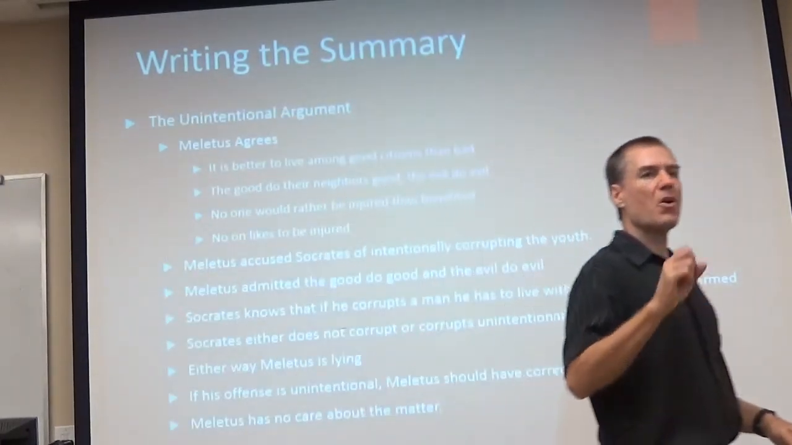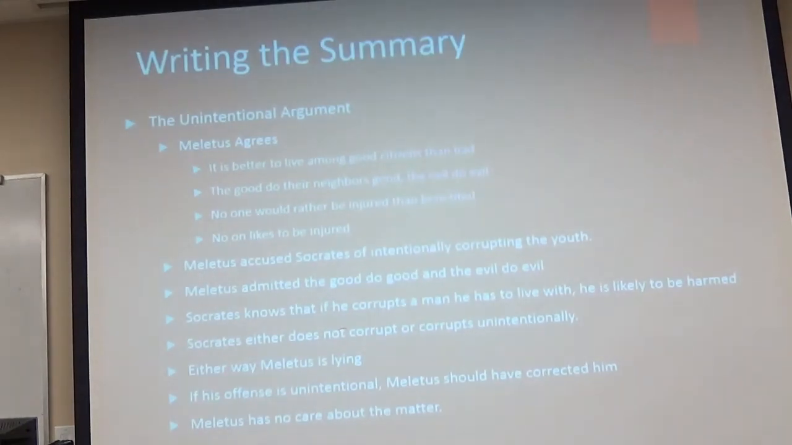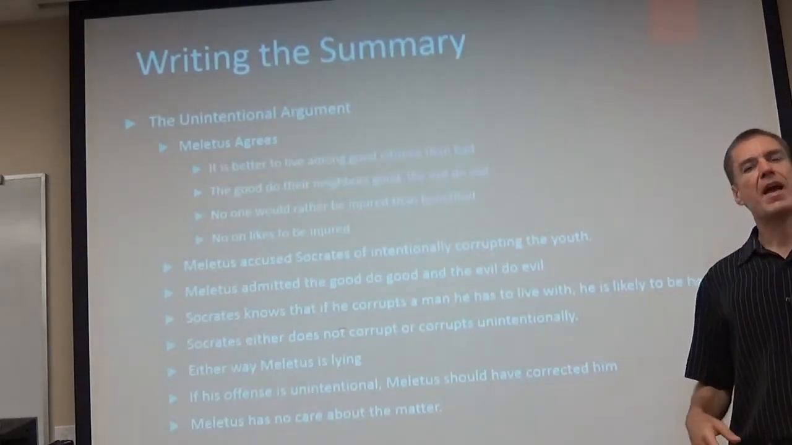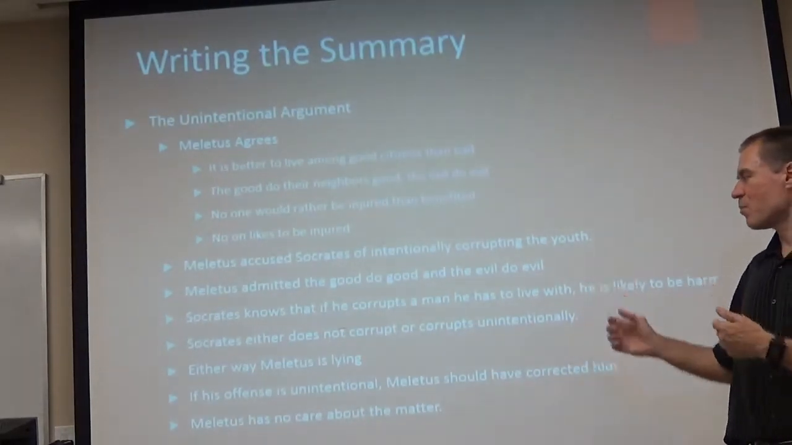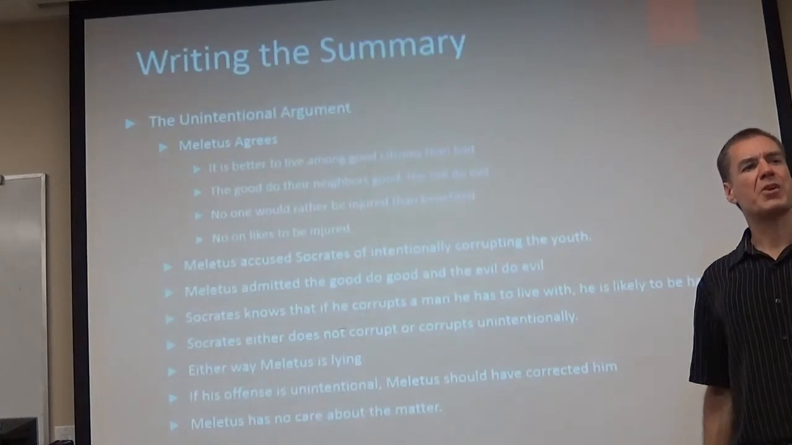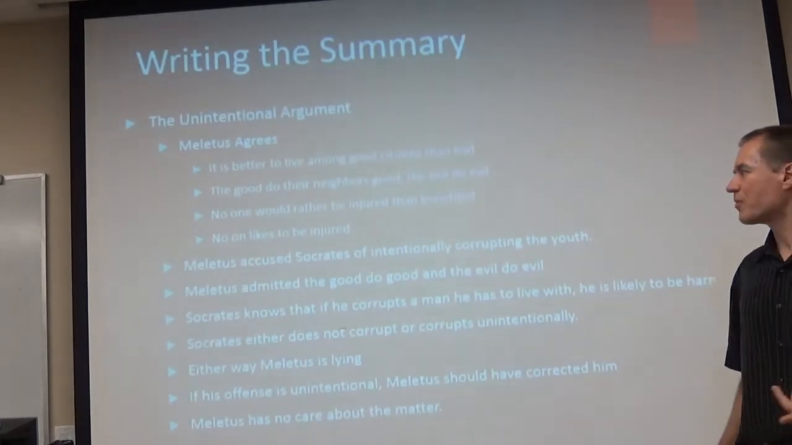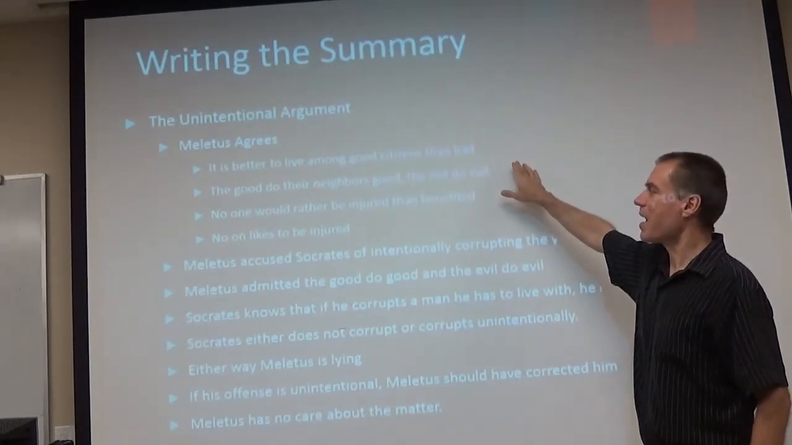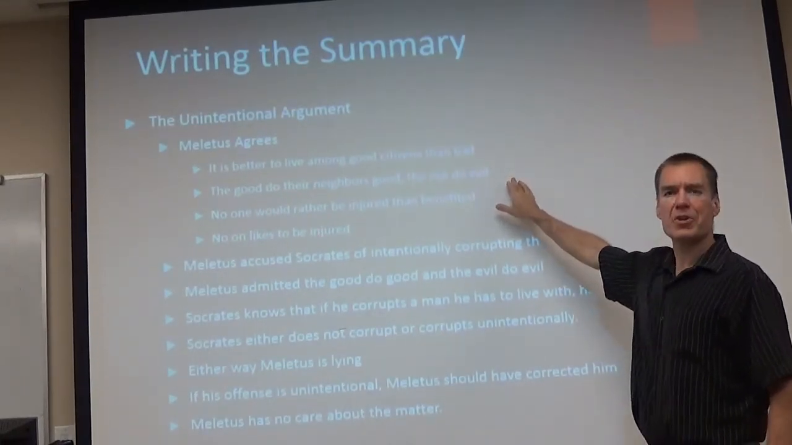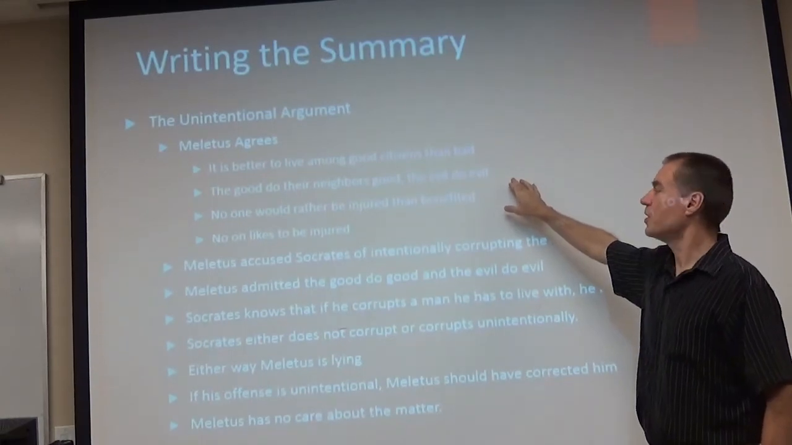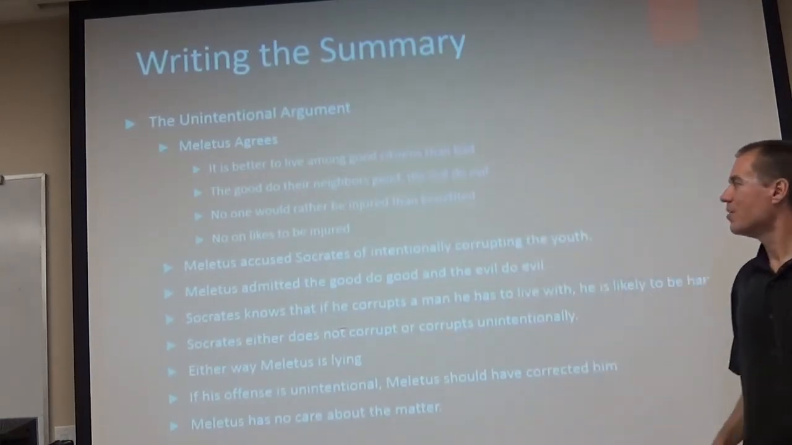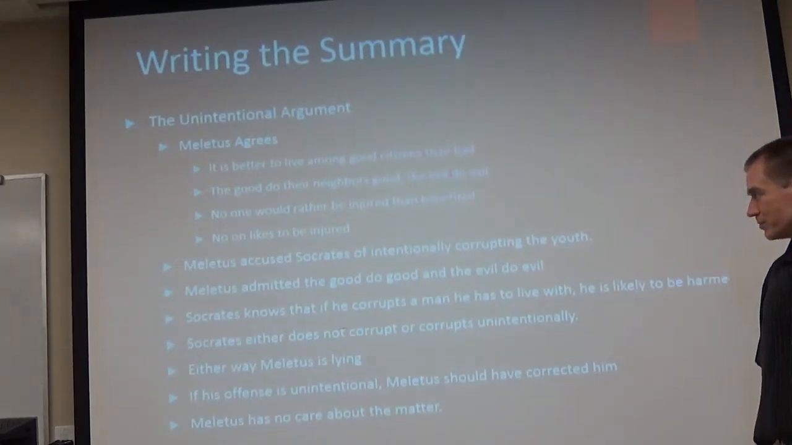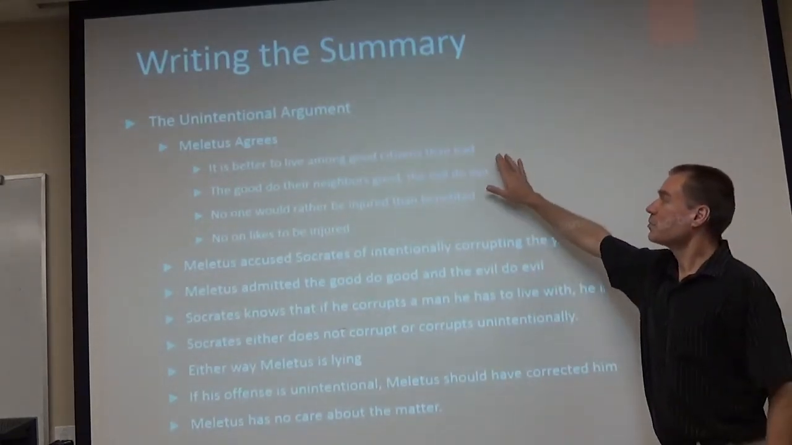Now he then turns to argument 2, the unintentional argument. And once again he walks Meletus through a series of questions. And what it amounts to is this. Through a series of questions, he gets Meletus to agree to the following claims. First, it's better to live among good citizens than bad. Secondly, the good do their neighbors good, the evil do evil. And no one would rather be injured than benefited, and no one likes to be injured. All that seems pretty reasonable.